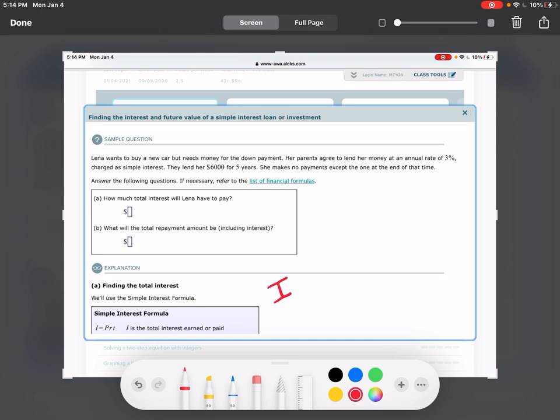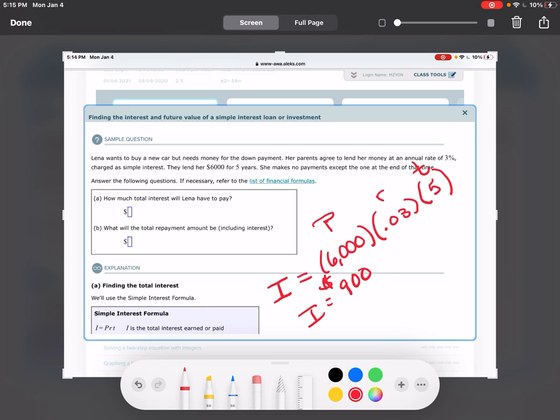Well, I, interest, equals PRT. So what is our P? $6,000. That's the amount we're borrowing. Okay, that's the P. Times the R, that will be the rate, and that's 3%, so 0.03, that's the R. And then T is the time or the term, and we're going to borrow for 5 years, so we'll put in a 5-year term. So we're going to put that in a calculator, and we have 6,000 times 0.03 times 5, and when I get that, what I get is interest equals $900 that she's actually going to pay her parents in addition to the 6,000.